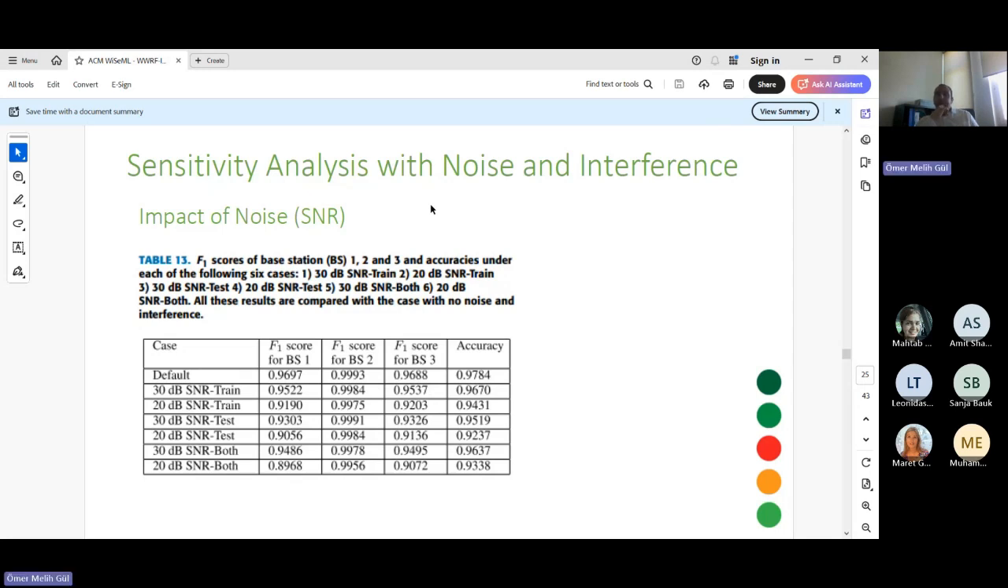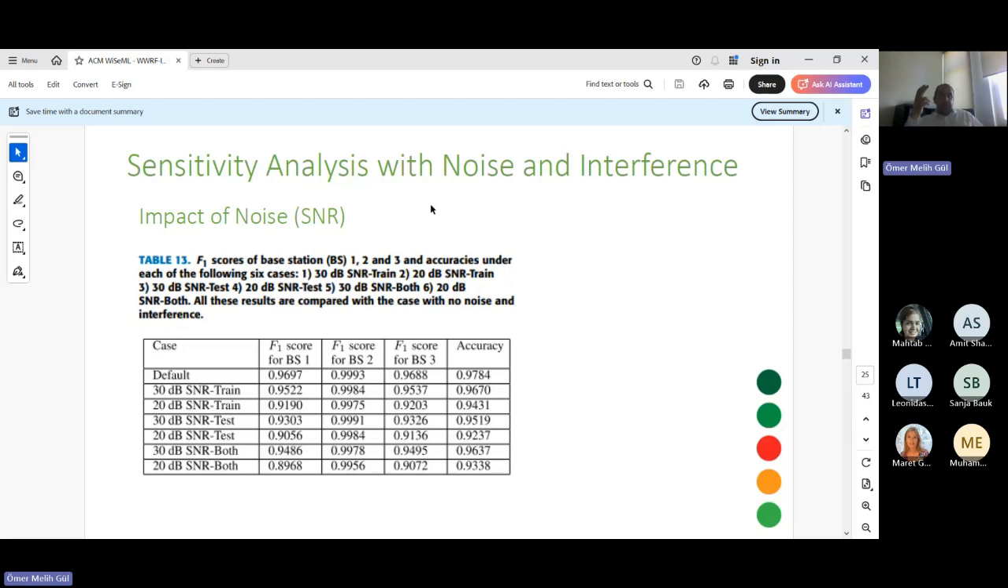And why do we use 20 dB or 30 dB? 30 dB is a better case. Think about that. In the 30 dB case, what does it mean? The amplitude of the noise is just 3% of the signal. It is really negligible, a perfect channel.